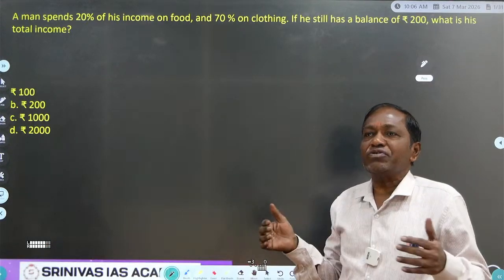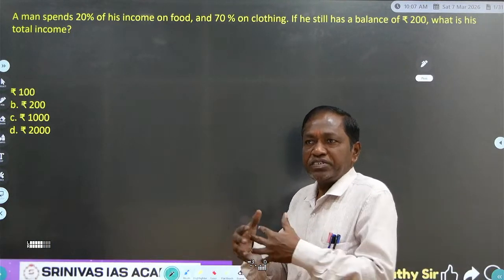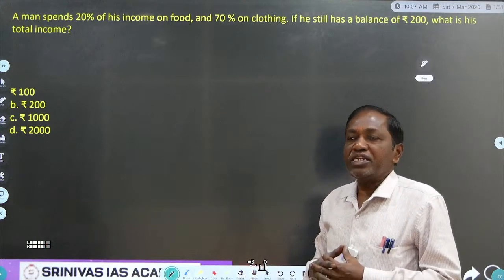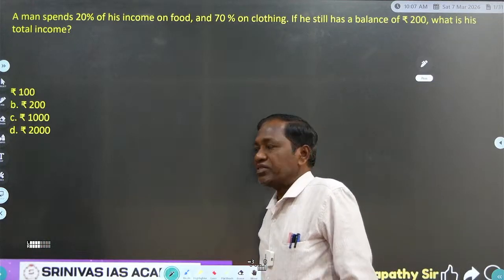You have to make the left hand side equal to the right hand side. And 10% is equal to 200. Then you will know the original income of the person.